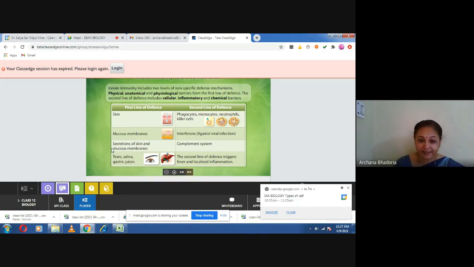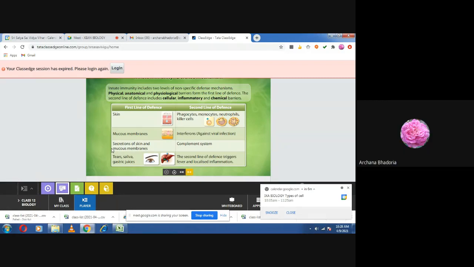And the last one, quickly take down, the cytokine barriers. You also call it the chemical barriers. The question is usually asked, children, related to the cytokine barriers. They are the interferons. So what are interferons? Write it: they are the proteins secreted by the virus infected cells and make the neighboring cells resistant to the viral attack.